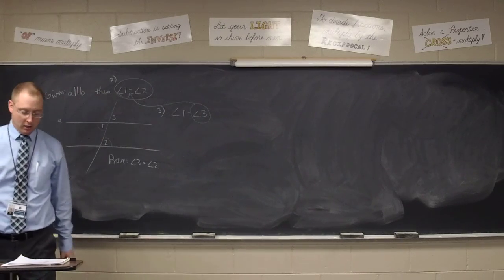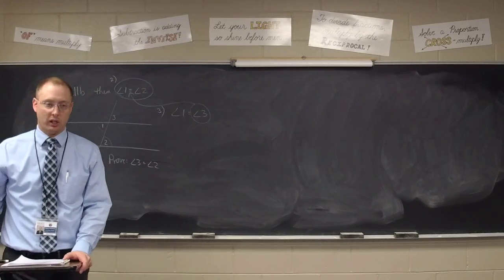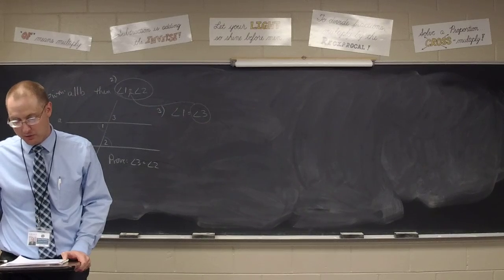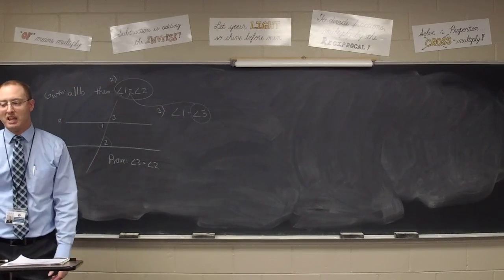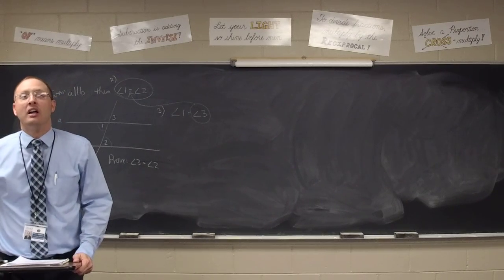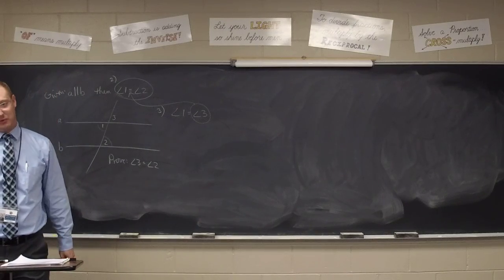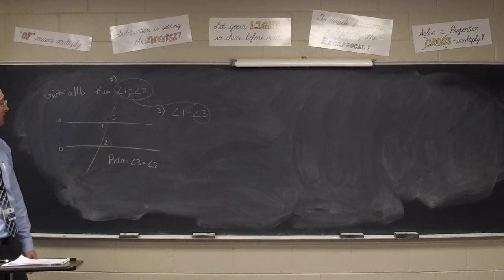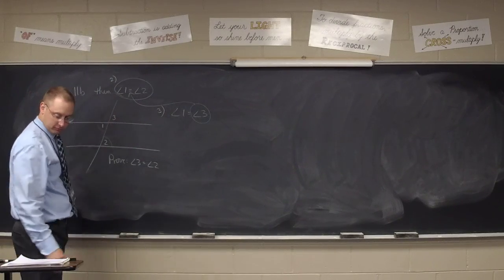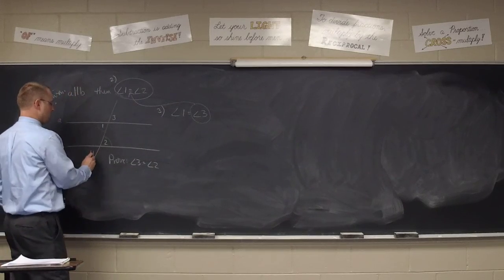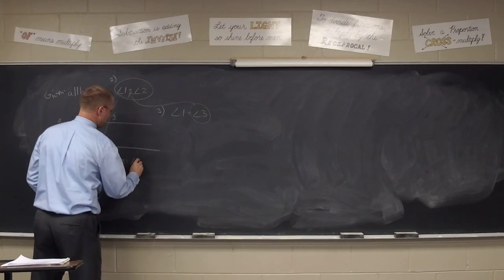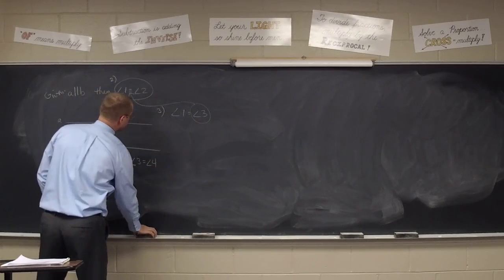Questions? Corollary 8-2: If two parallel lines are cut by a transversal, you saw that coming, then the alternate exterior angles formed are equal.